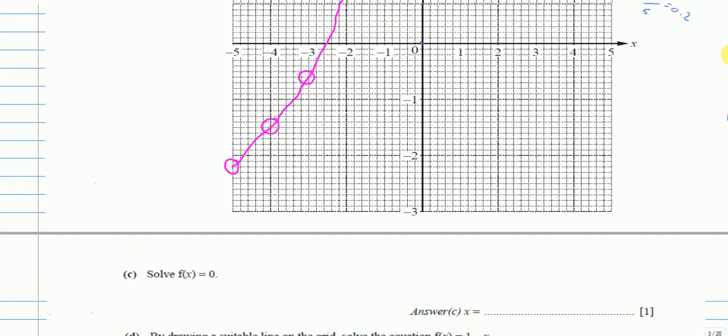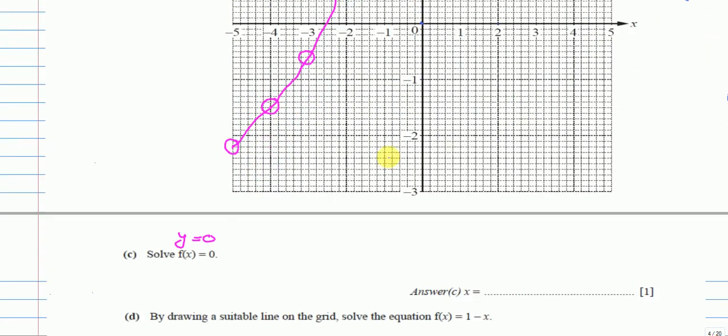Now part C, we have to solve when f of x is equal to 0, or I can say y is equal to 0, right? Now for this one we have to draw a line first of all where y is equal to 0. Whenever we have to solve any equation from the graph, first we draw the line, and then wherever it touches our original line, that's the answer. Okay, I will show you how.